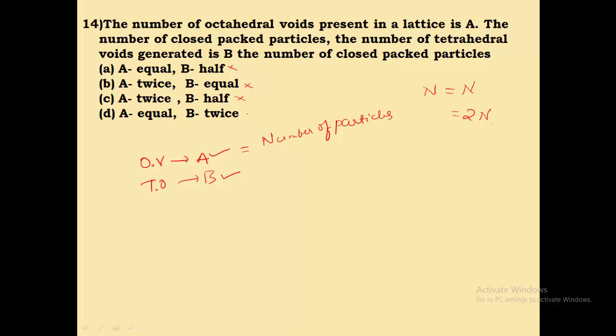A is equal, B is twice. So A, number of octahedral voids formed is equal to the number of close packed particles, and B is twice that of the number of particles, that is 2n. Okay, so here you will get the answer as option D, because number of octahedral voids formed is always equal to the number of particles, and number of tetrahedral voids formed is twice the number of particles. So option D.